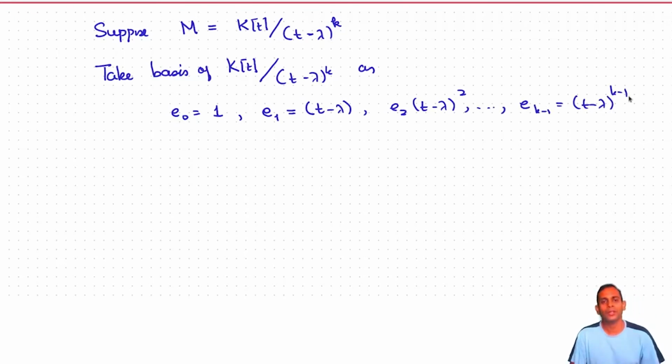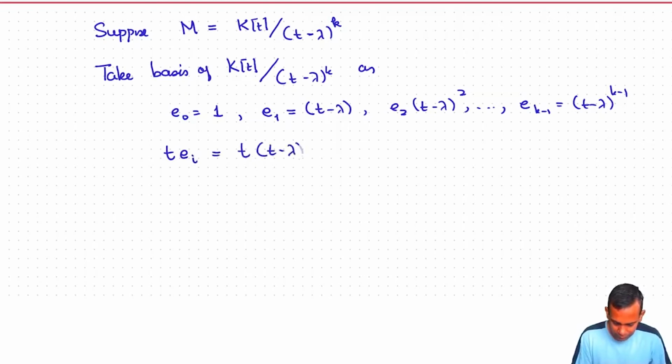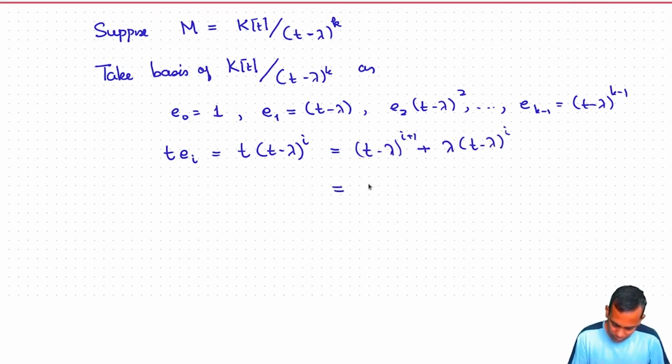And then let's see how multiplication by T acts on this. So T e_i is T times (T minus lambda)^i, which I can write as (T minus lambda)^{i plus 1}. So that's T minus lambda times (T minus lambda)^i. To compensate for that, I must add a plus lambda (T minus lambda)^i. So that is just e_{i plus 1} plus lambda e_i.